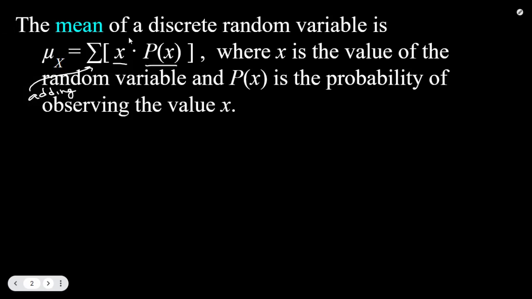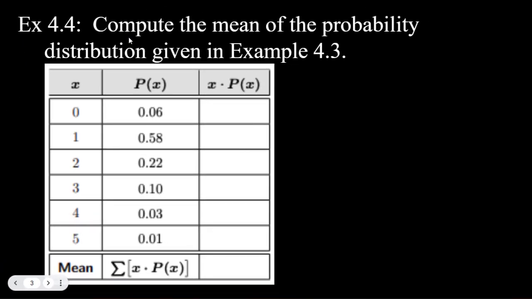Once we have done that with each of those individual x values and individual probabilities, we will add all of those values together. Notice x is the value of the random variable and p of x is the probability of observing that value of x. So we're going to compute the mean of the probability distribution that we were given in example 4.3.